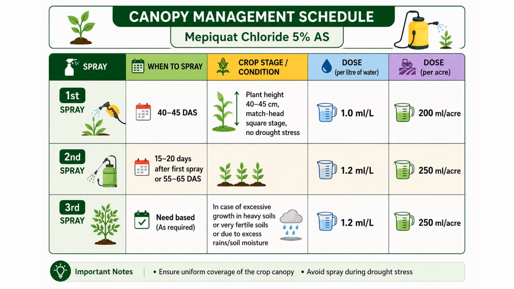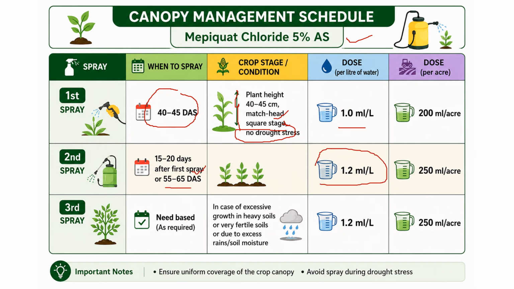So if you look at the crop management schedule, mepiquat chloride 5%, when to spray. At 40 to 45 days you are going to give the first spray at the dose of 1 ml per liter. Then the plant is about 40 to 45 centimeters, at match head square stage, with no drought stress. Remember these points.